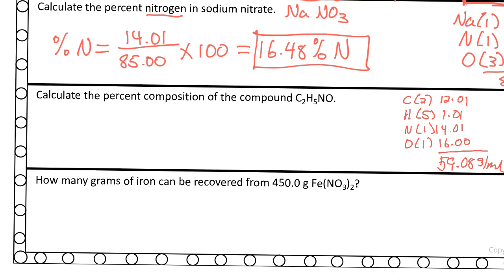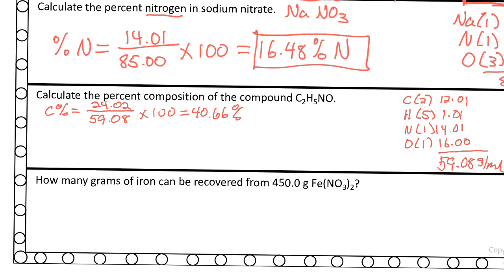All right, so now we got to calculate the percent of all these things. Here's carbon percent. The amount of carbon is going to be 2 times 12.01. So that's going to be 24.02. That's the total amount of carbon, divided by the total weight of the compound, 59.08 times 100. Put it in the calculator, and you're going to get 40.66%.